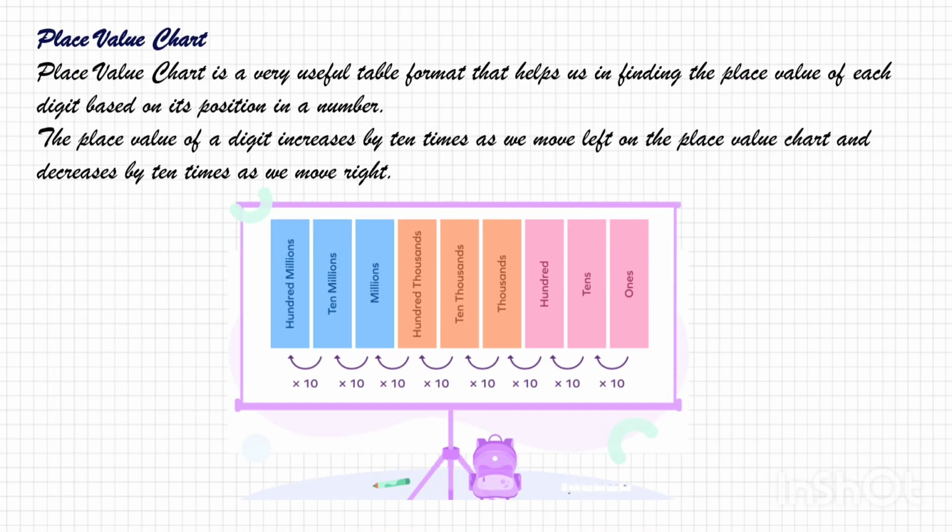Place value chart. Place value chart is a very useful table format that helps us in finding the place value of each digit based on its position in a number. The place value of a digit increases by 10 times as we move left on the place value chart and decreases by 10 times as we move right.